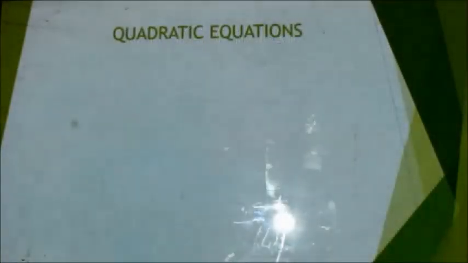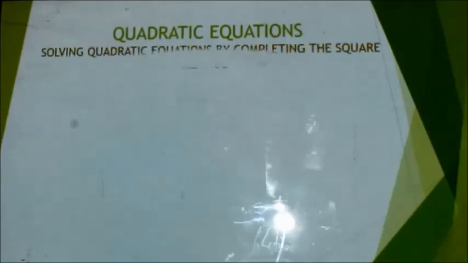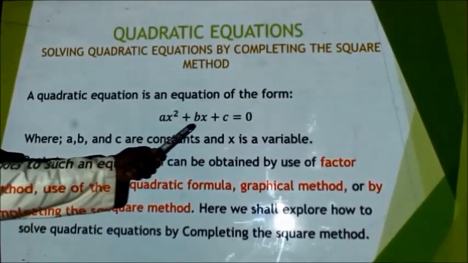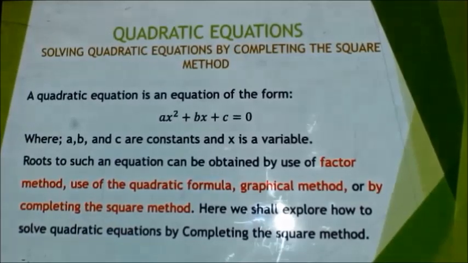Okay, welcome guys. Today we are going to be learning about quadratic equations, and we will explore one of the most used methods of solving a quadratic equation, and the method is called the completing the square method. As an introduction, a quadratic equation is an equation of the form ax squared plus bx plus c is equal to 0, where a, b, and c are constants and x is the variable.